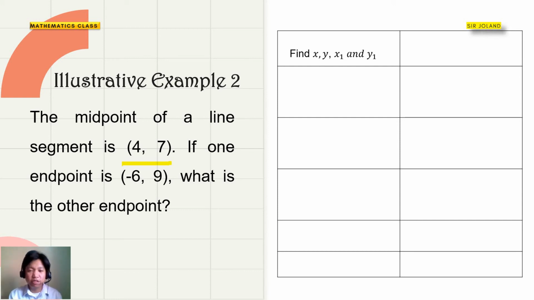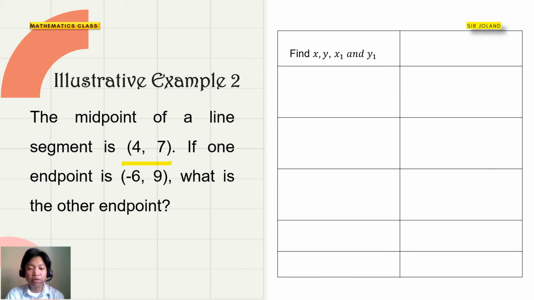Ang ating first step is to identify yung mga coordinates niya. Okay, so find x, y, x sub 1 and y sub 1. So kung mapapansin nyo, wala ditong x sub 2, y sub 2. Kasi nga, yun yung hahanapin natin. Hahanapin natin kung ano yung coordinates ng second point.